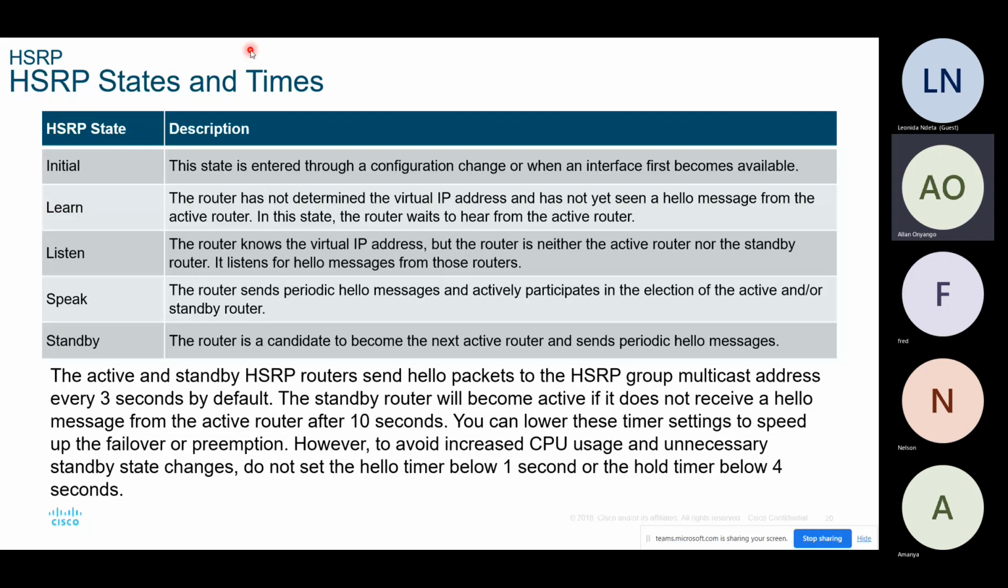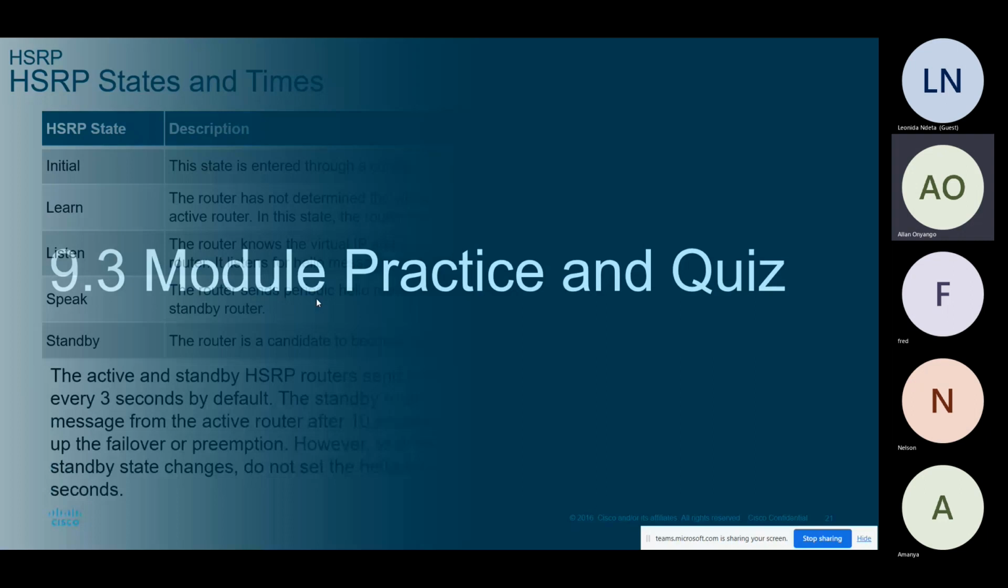You can always lower it so that the transition is much faster. Then if it takes 10 seconds by default, then the router becomes the new active router. Okay. So to enable the transition to be faster, you don't have to leave it at 10 seconds. You can always set it at a lower time so that the transition from one router to the other is much faster.